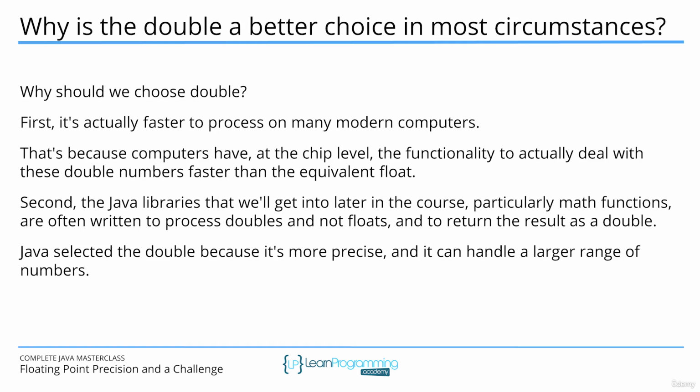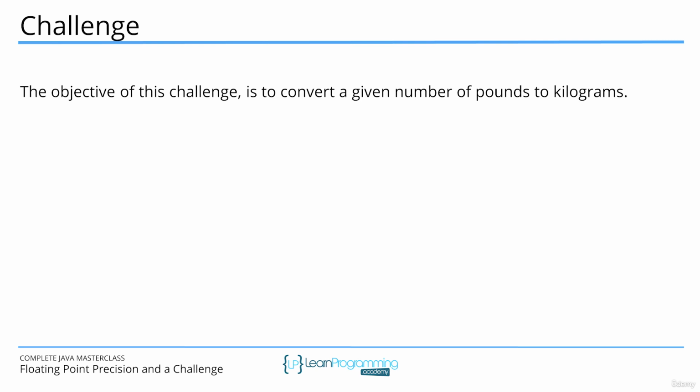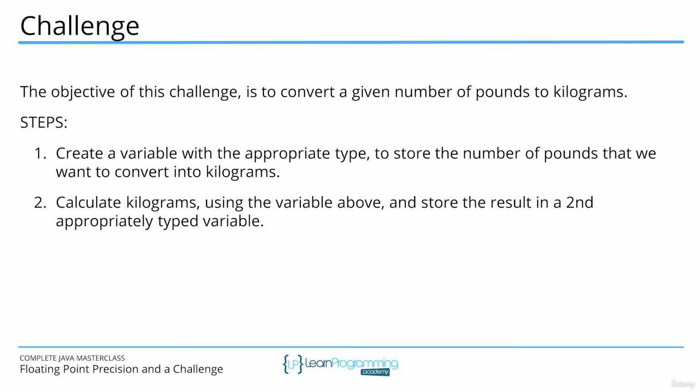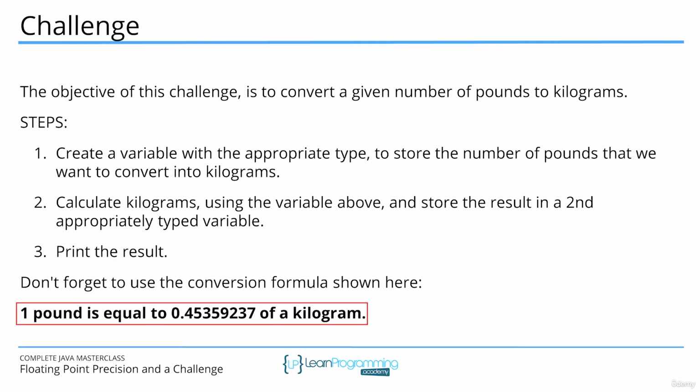Alright, so to end this video, it's time for a quick little challenge. The objective of this challenge is to convert a given number of pounds to kilograms. Steps. 1. Create a variable with the appropriate type to store the number of pounds that we want to convert into kilograms. 2. Calculate kilograms using the variable above and store the result in a second appropriately typed variable. 3. Print the result. Don't forget to use the conversion formula shown here. So pause the video now, type your code in and give it a test run and see if you can get the result.